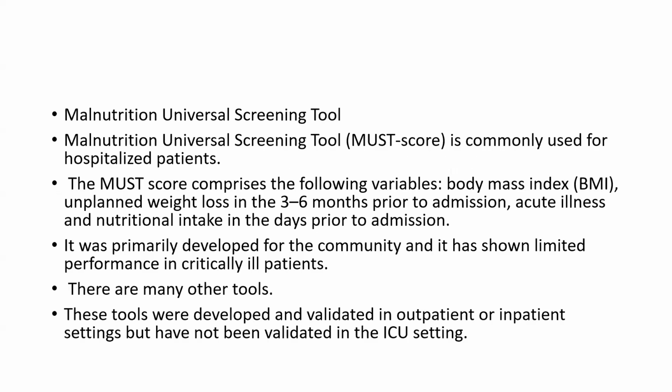Now the Malnutrition Universal Screening Tool, that is the MUST score, is commonly used for hospitalized patients. The MUST score comprises the following variables: body mass index, unplanned weight loss in the 3 to 6 months prior to admission, acute illness, and nutritional intake in the days prior to admission. It was primarily developed for the community and has shown limited performance in critically ill patients. There are many other tools. These tools were developed and validated in outpatient or inpatient settings, but have not been validated in the ICU setting.